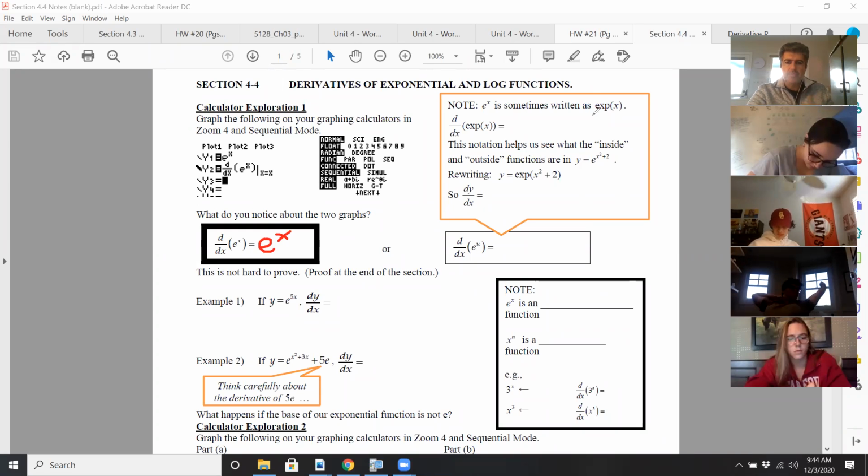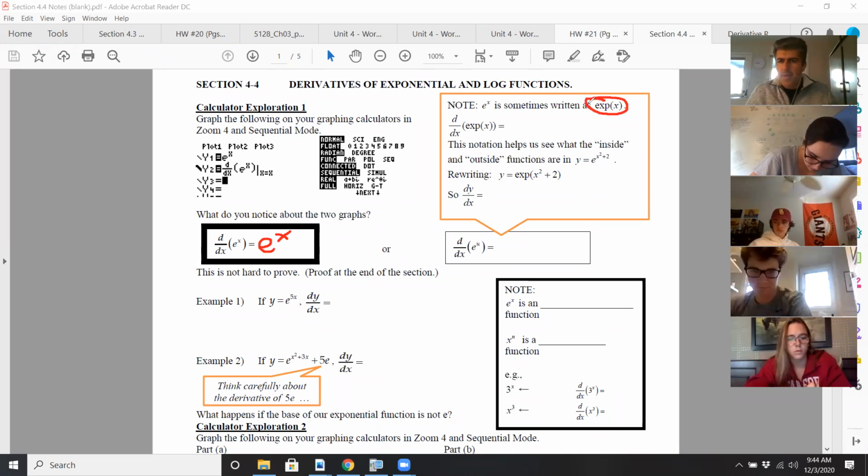Just so you know, sometimes e to the x is written like this. For those who actually do like computer programming, like R or Python, I do some of the fun stuff I do with sports, they tend to write exp, or if you do that in Desmos, if you write exp, it knows to do e, the number e. But anyway, the derivative of that is itself.